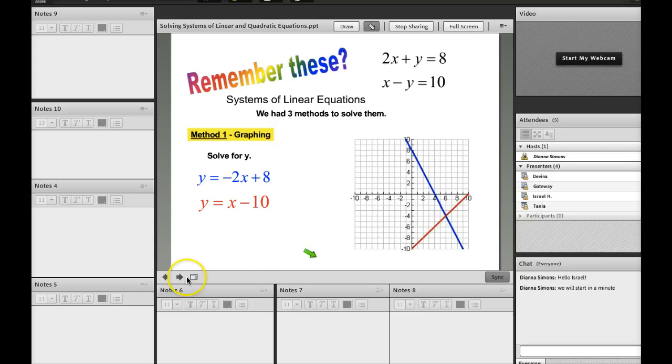And you can do these with the quadratics and the linear equations also. You can always graph them.